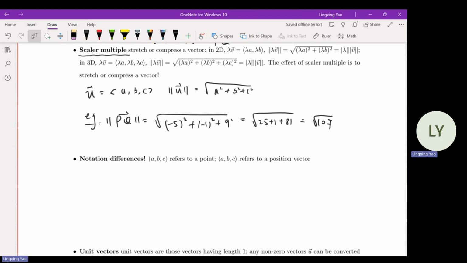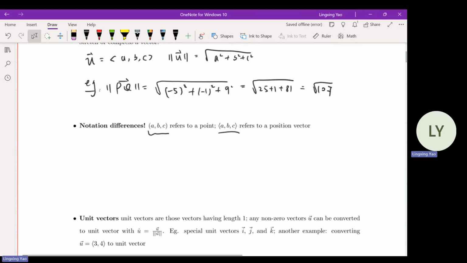Okay, one important aspect about the notation we are using here and in the future is that if we use parentheses, this refers to a point, and if we use the pointing bracket, that actually refers to the position vector we should get. So those are the things we should always remember, and let's not forget about the difference between this pointing bracket and the parentheses.